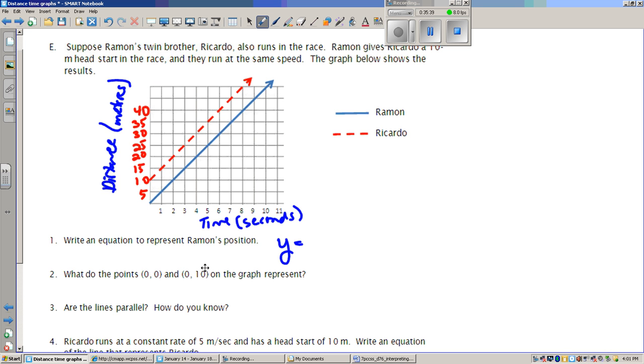So again, if we're writing an equation that represents Ramon's position, y equals, let's find his slope, rise over run, 5 over 1, or 5. So 5x, do we need plus anything? No, his line goes through the origin, so plus 0 is appropriate, or just y equals 5x. So what do the points 0, 0, and 0, 10 represent on the graph? This point here, and this point here. Sure, their starting point.